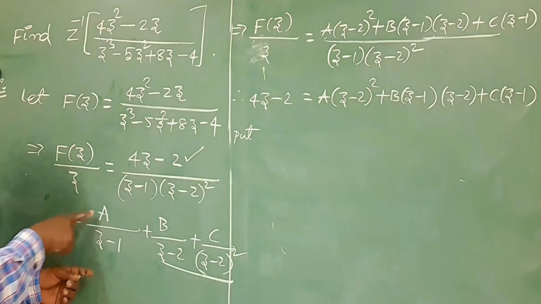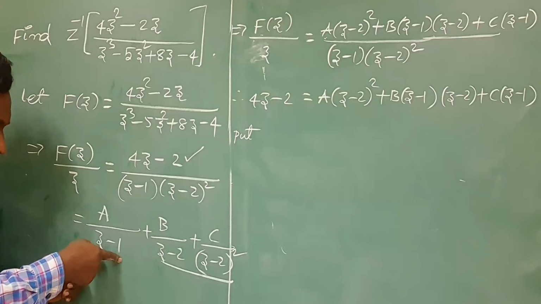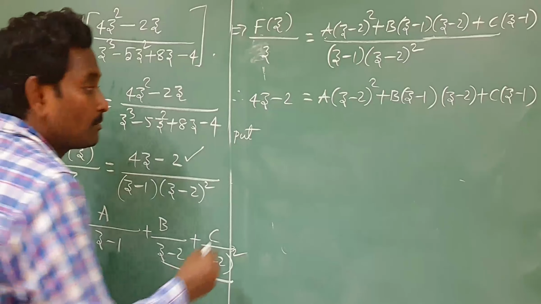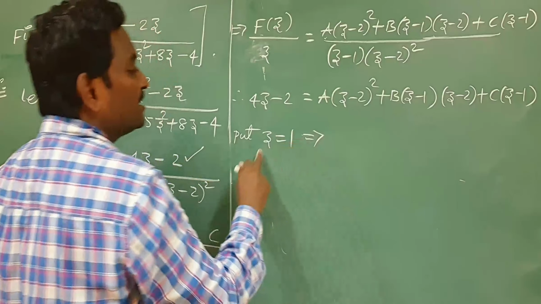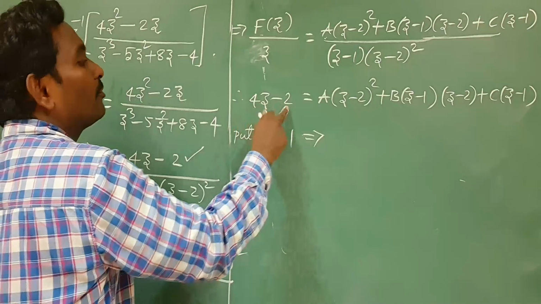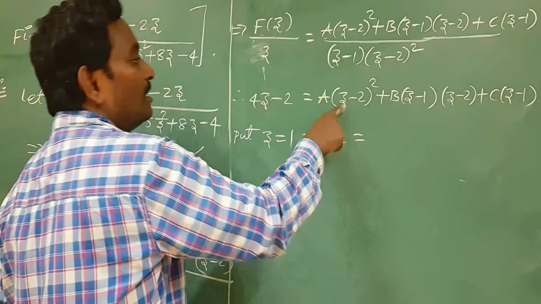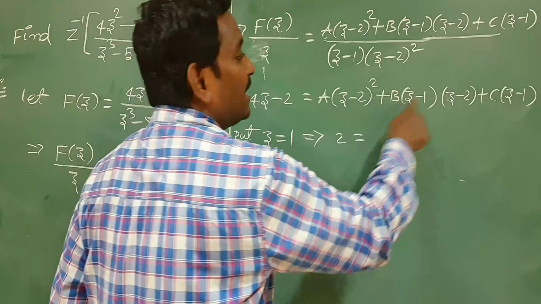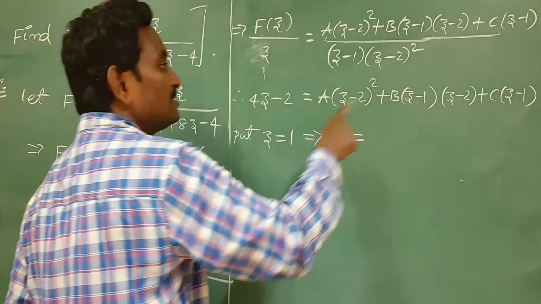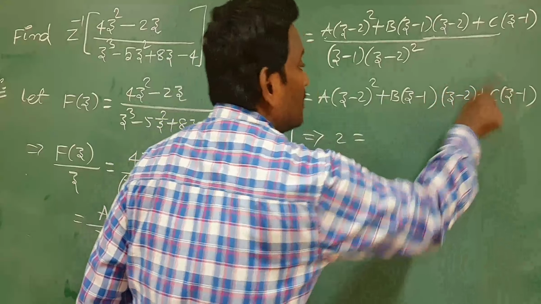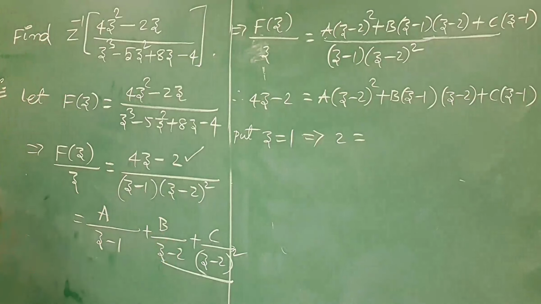For the A value observe the denominator. It has only z minus 1 whose root is equal to 1. So z is equal to 1. Whenever we have z, blindly replace it by 1. 4 into 1 is 4, 4 minus 2 is 2 on the left hand side. On the right hand side, B and C will be eliminated because they contain the z minus 1 term. If you replace z is equal to 1, this term becomes 0, this term becomes 0. It is not necessary to check the values of B and C. You will directly get the A value, no doubt at all.